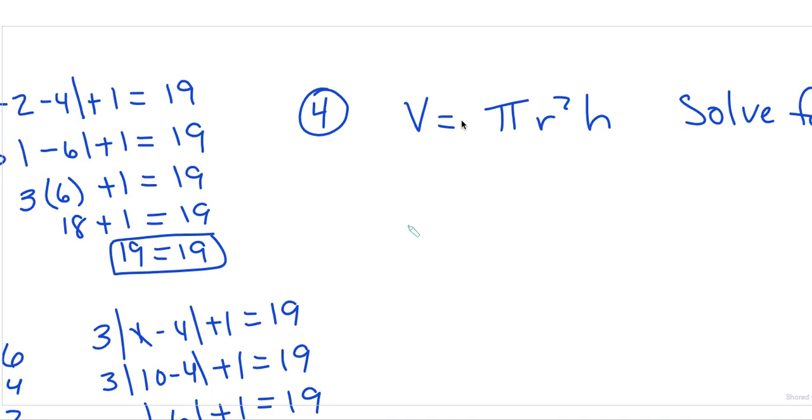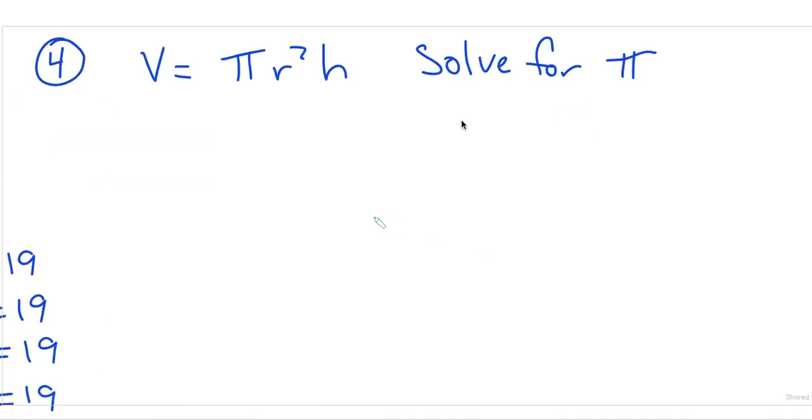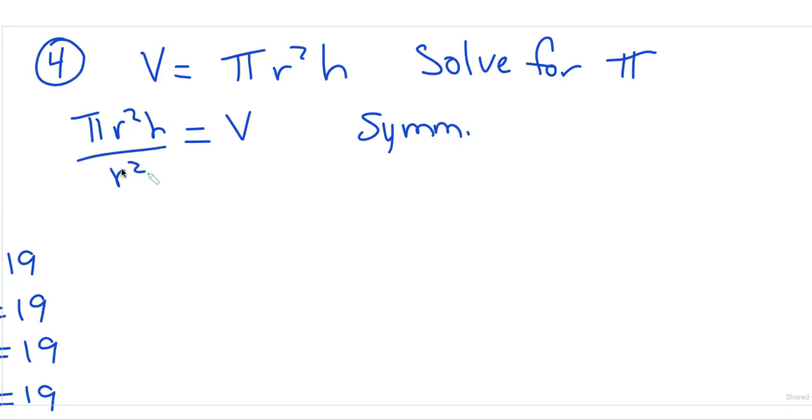All right, now we are going to solve for pi. So the first thing we're going to ask is, is pi on the left? It is not, so we're going to do symmetrical. Pi r squared h is equal to v, symmetrical. Is the pi alone? It's not, so we have to see that it's multiplying by r squared. So we're going to divide by r squared and divide by r squared. Pi h is equal to v divided by r squared.